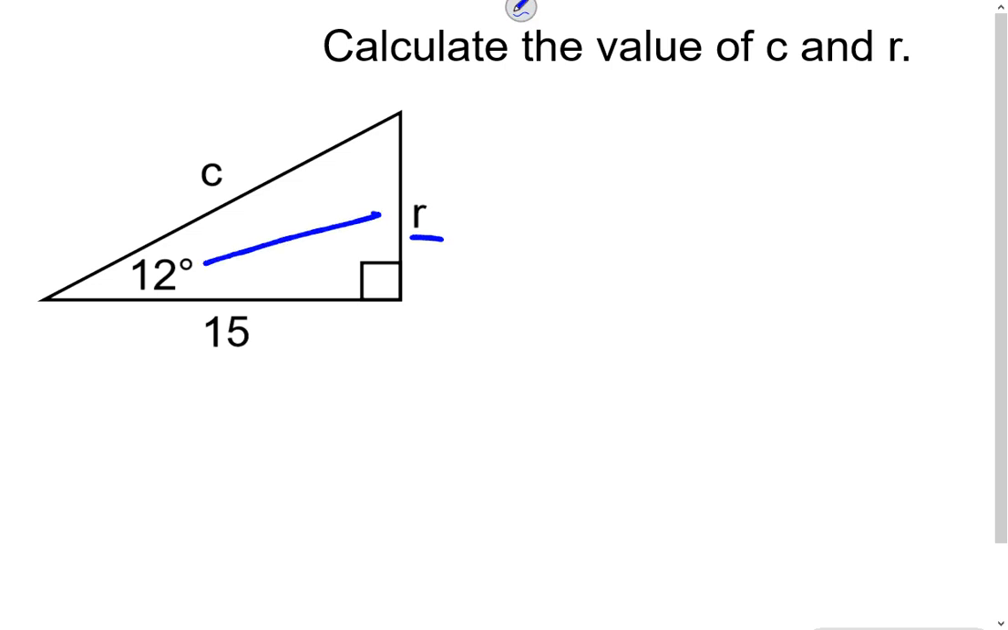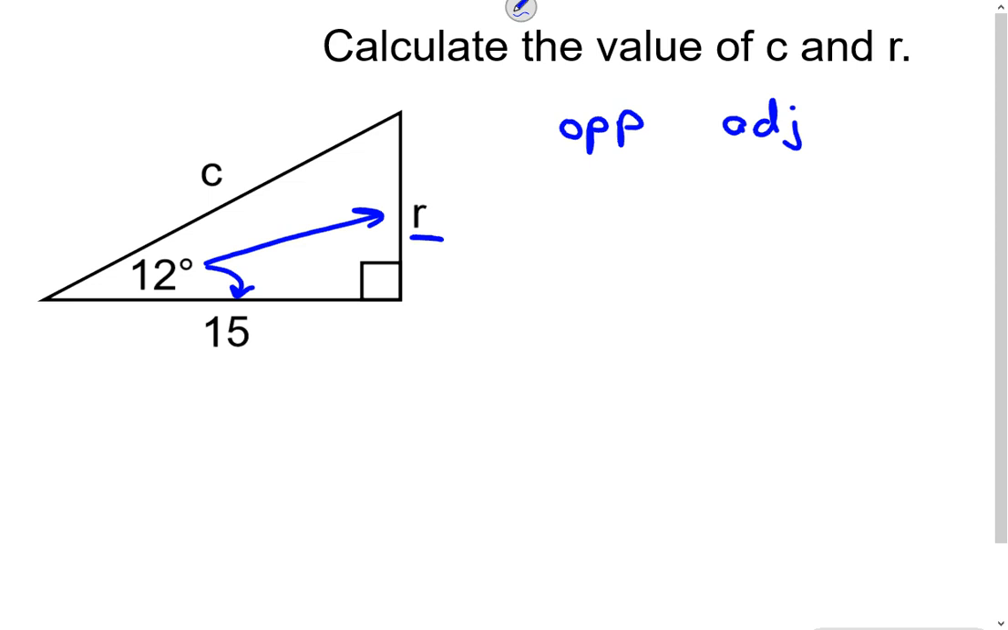So I need to find the side that's opposite the angle I know, and then I have to look at, well, which side do I know? I know the 15. Okay? So I ask myself these two questions right away. Which side am I looking for? And that turns out to be the opposite side. Which side do I know? That's the adjacent side from my 12-degree angle.